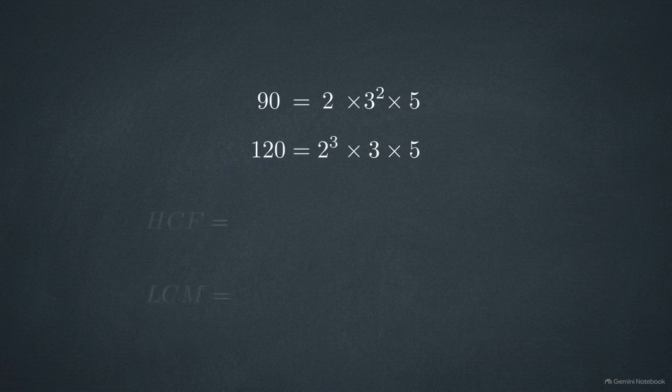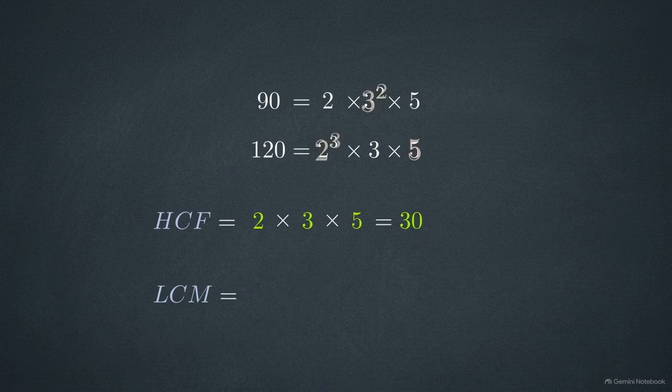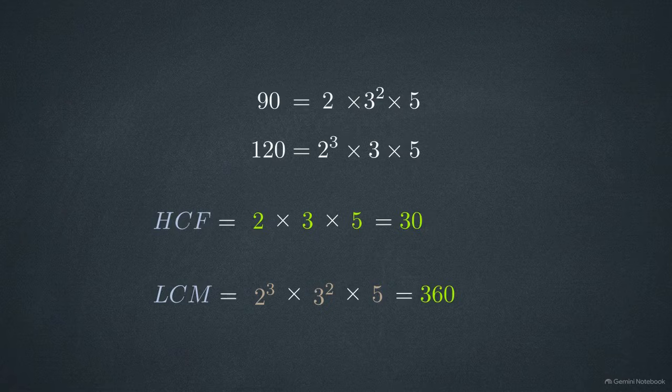By placing two factored numbers side by side, we can extract the highest common factor and the lowest common multiple. Finding the highest common factor requires isolating the lowest power of the prime numbers shared between terms. For the lowest common multiple, we group the highest power of every distinct factor present.